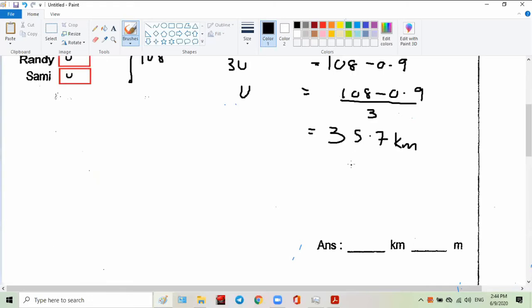So we haven't finished, because as I scroll down, we can see that they are asking for kilometers and meters. So it's 35 kilometers and 0.7 kilometer. You know how many meters, right? You take 0.7 times 1,000, because 1 kilometer is 1,000 meters. So it's 700 meters. Is it okay?